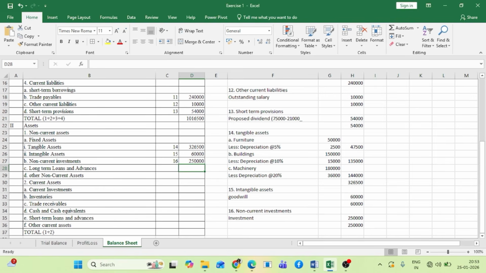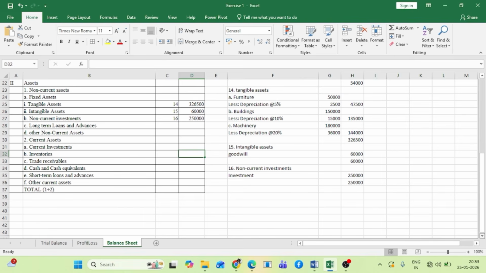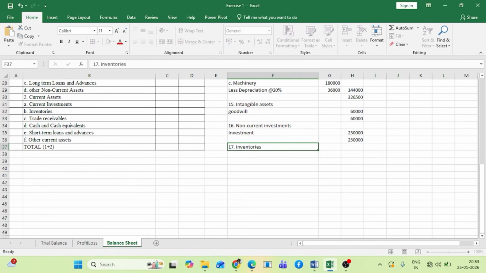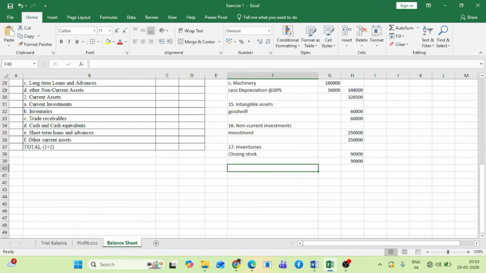Now coming to other non-current assets. There are no other non-current assets. Coming to current assets, current investment: no information about current investment. Inventories. Okay, inventories is there. So I'll show Note 17 as inventories. You will find in the adjustment the closing stock, right? So closing stock amount is 90,000. So I'll show here 90,000. The total is 90,000. Now inventories is your 90,000.